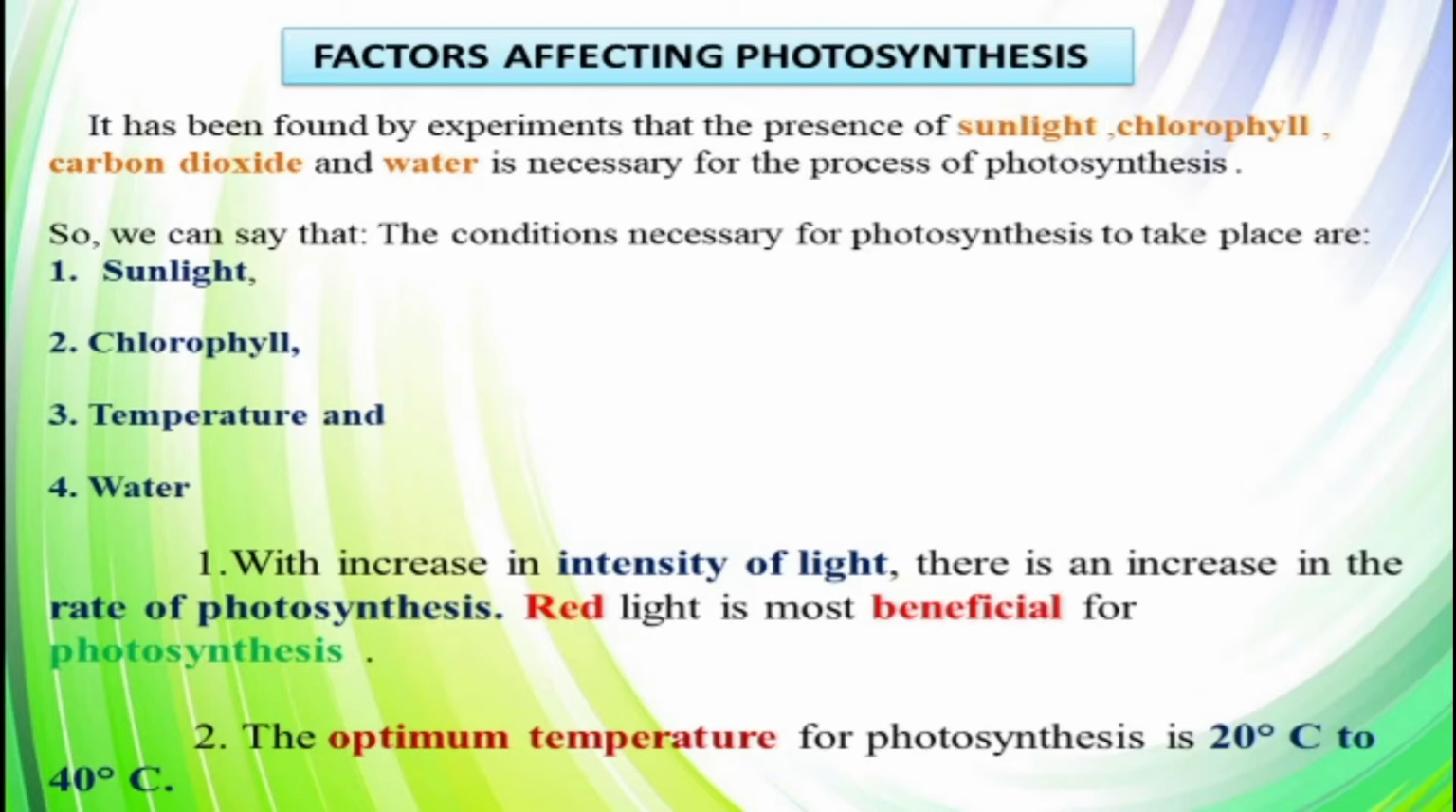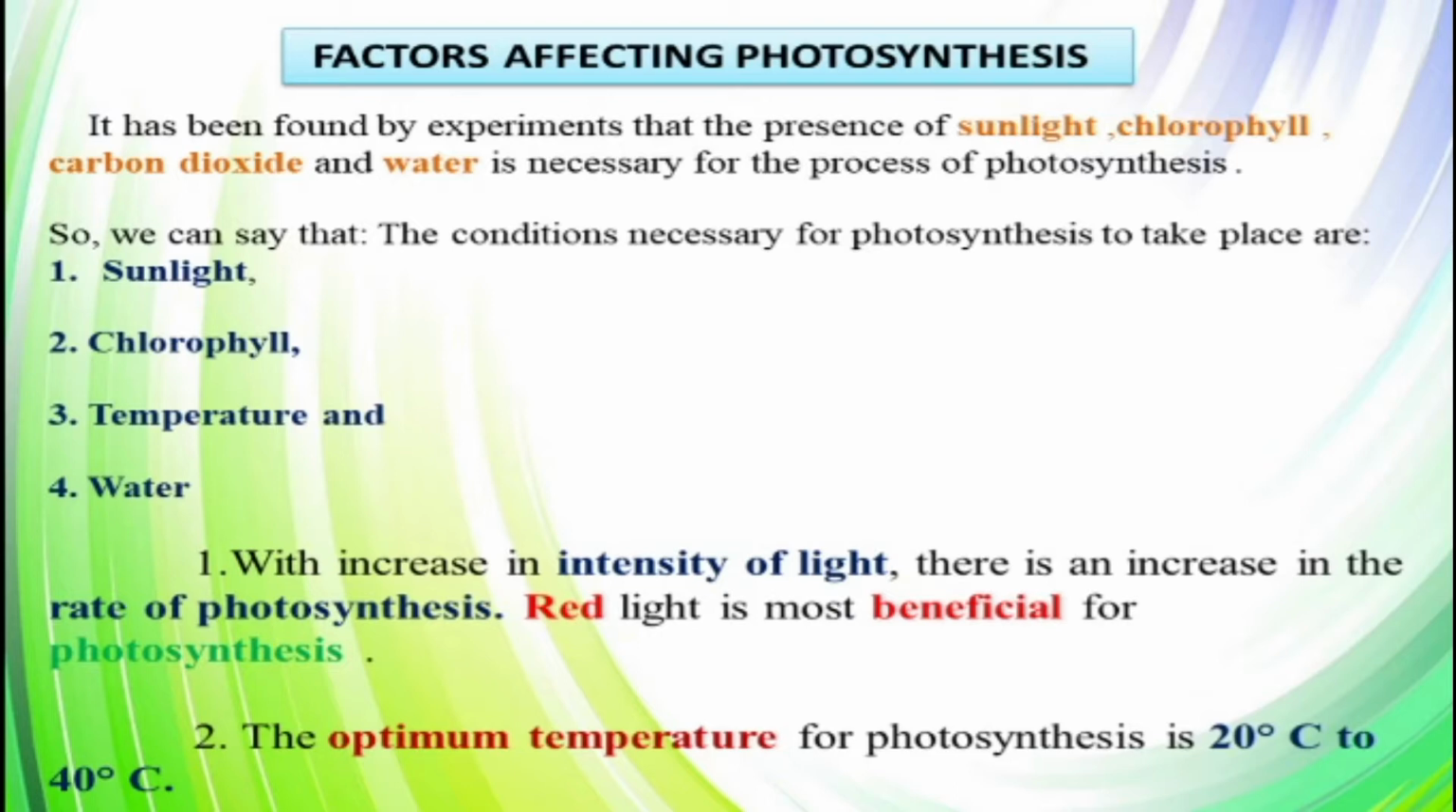with increase in intensity of light, there is an increase in the rate of photosynthesis. So the higher the intensity of light, the higher the rate of photosynthesis. Sunlight produces more solar energy, and the chlorophyll inside the leaf of the plant increases the rate of photosynthesis. Light is most beneficial for photosynthesis.